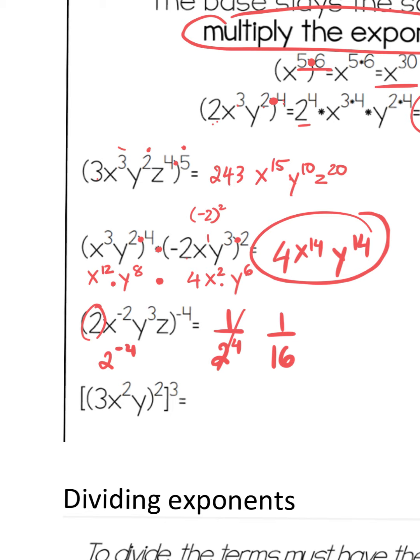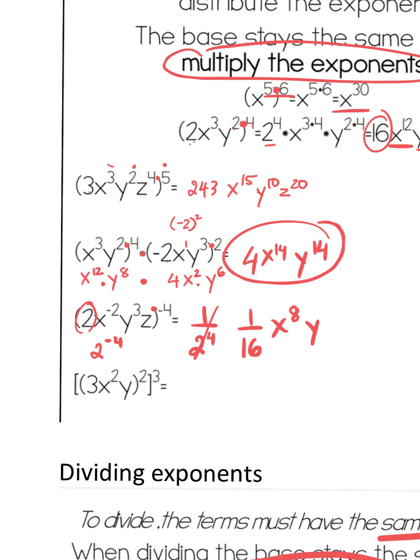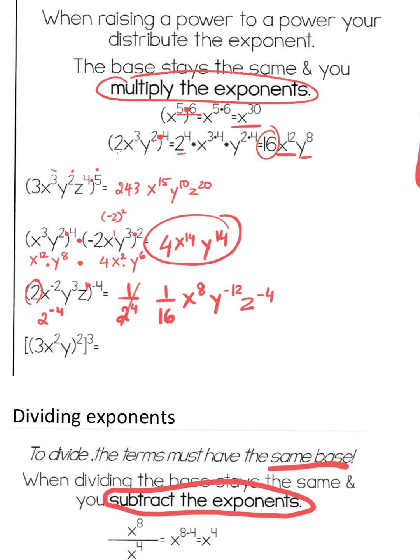Now we're going to take care of the variable. We're going to multiply them because this is power to power. So x, negative 2 times negative 4 is positive 8. Y, 3 times negative 4 will be negative 12. Z, 1 times negative 4 will be z to the negative 4. We're going to simplify your work. 1 over 16.